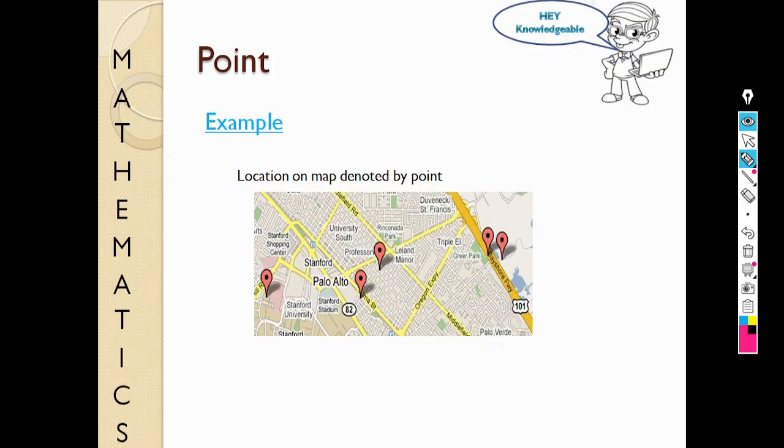So here is an example of a point. A location on a map is denoted by a point. So if you see, all these are points, right? This is also a point, and this is also denoting a location.